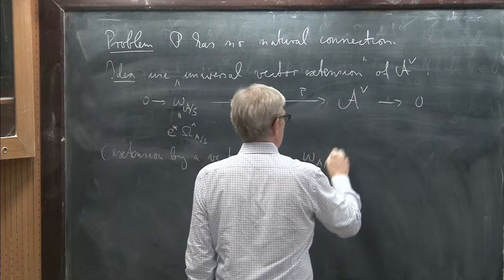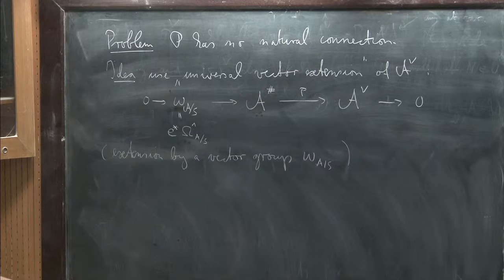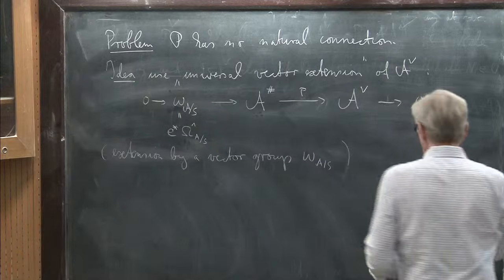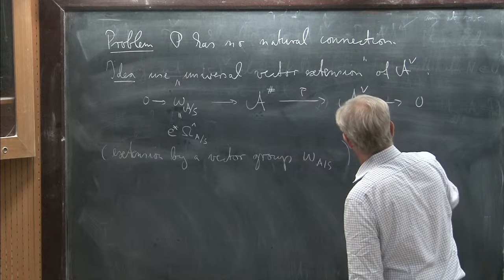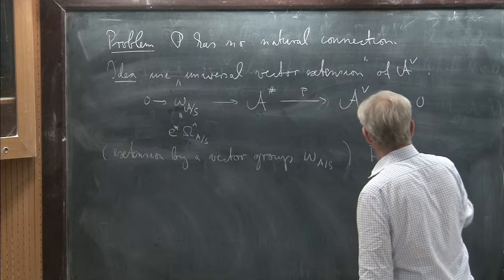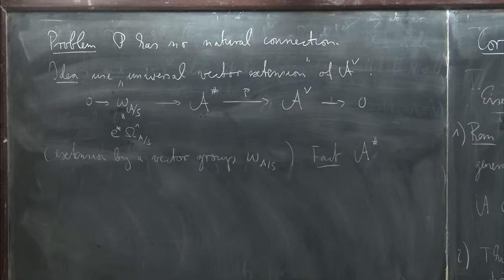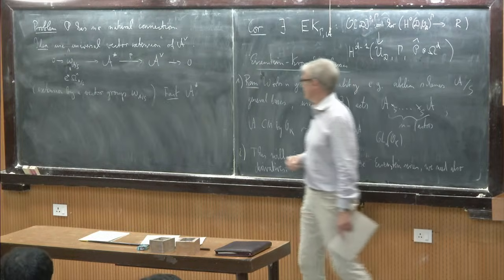Namely this omega AS. And that's the reason for the name. It has a certain universal property I don't want to go into. The important point here is that this A sharp classifies not only line bundles, it classifies line bundles together with an integrable connection.